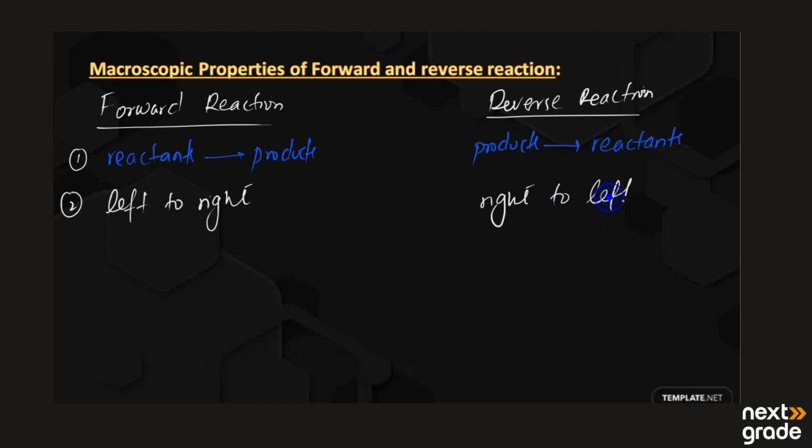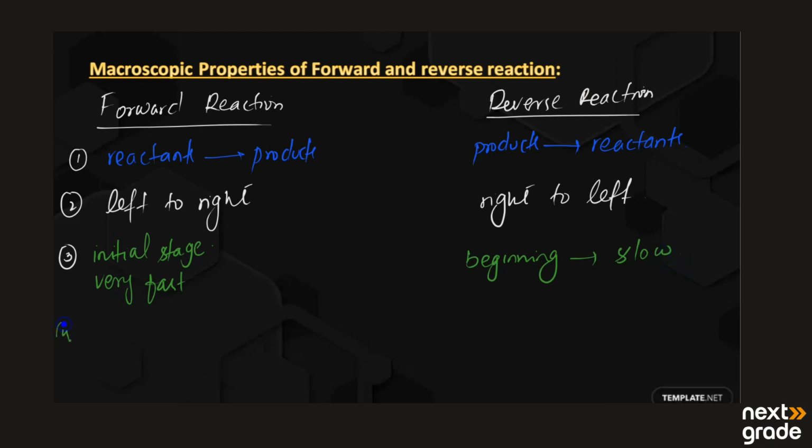to left. The third macroscopic property of the forward reaction: at initial time, the rate of forward reaction is very fast. On the other hand, in the reverse reaction, in the beginning, the reverse reaction is slow, or we can say that it is negligible.